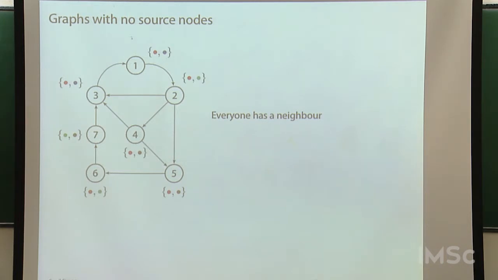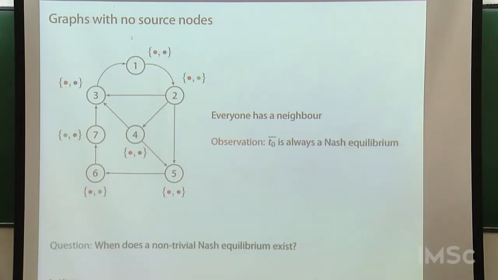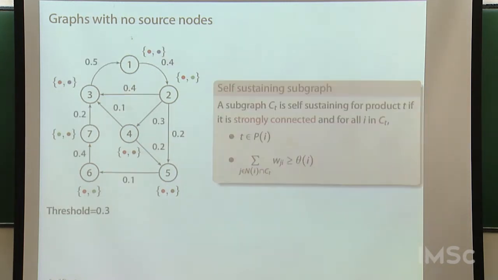Graphs with no source nodes. What does this mean? This means that everyone has a neighbor. Okay, so everyone is influenced by some other agent. That's what it means. So this is an example of such a graph. First observation is the trivial profile is always a Nash equilibrium. If everyone chooses T naught, then of course no one has the incentive to deviate. The person who deviates gets a negative payoff, right. So this is always a Nash equilibrium. So the real question that we want to ask is, are there non-trivial Nash equilibria? When does that exist? Okay, and the answer is this.